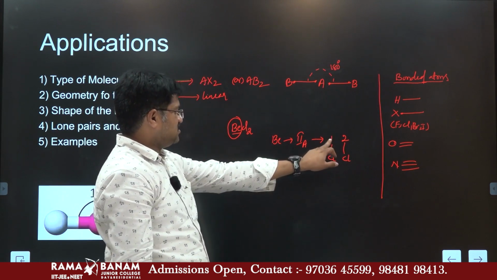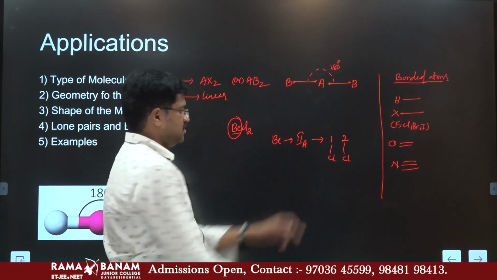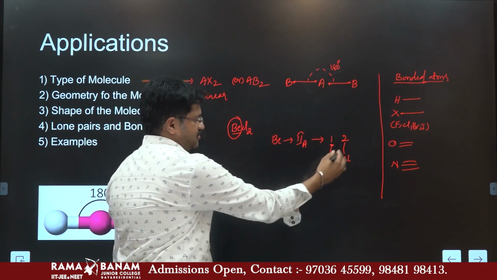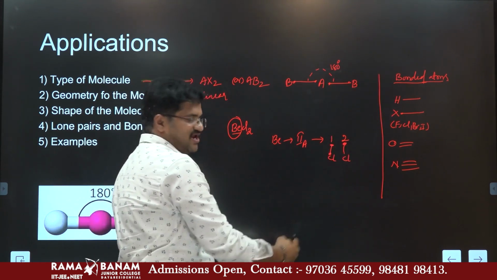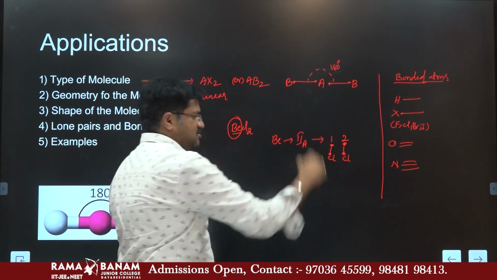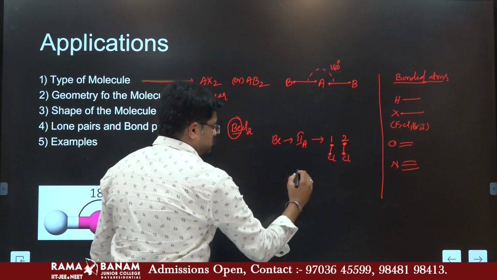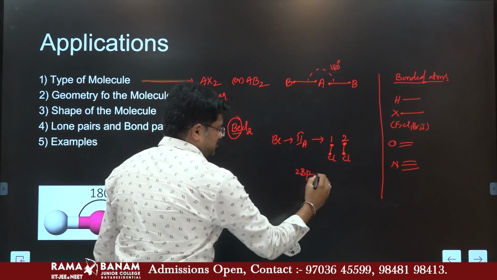This is an electron. This electron belongs to beryllium, and this electron belongs to chlorine. One bond pair. Second electron of beryllium, this electron of the chlorine, bond pair. How many bond pairs here? 2 bond pairs plus 0 lone pairs.